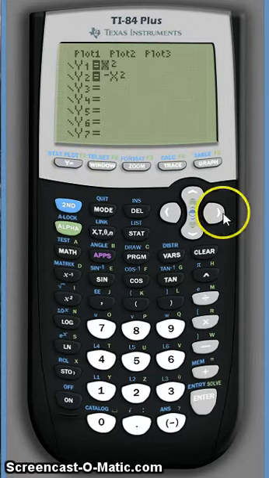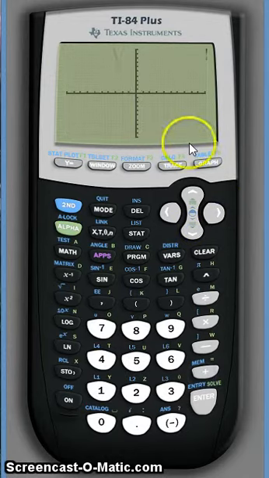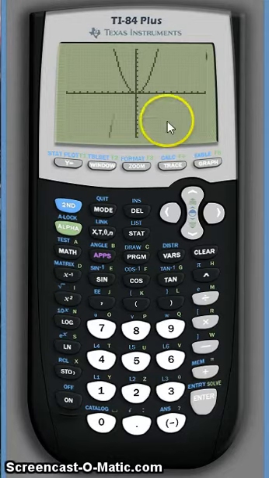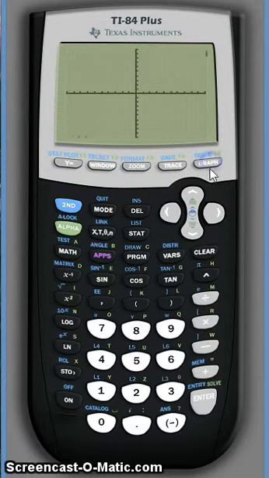Again, when we shift by adding 5 on here, it should shift up by 5 units, and you can see that it does. Then when we change that to our minus, it should shift us down by 5 units.